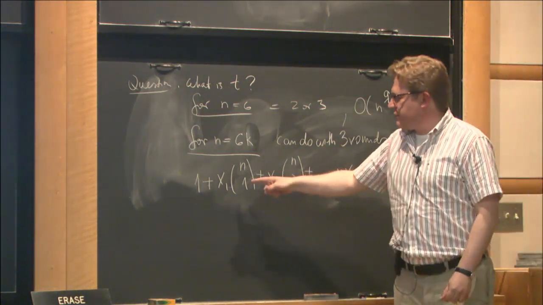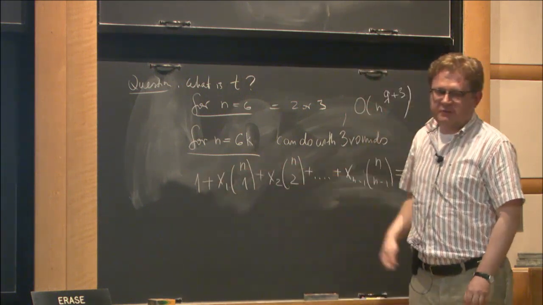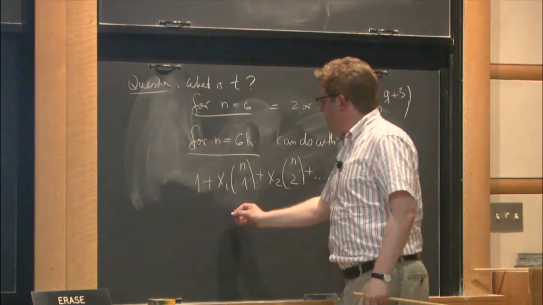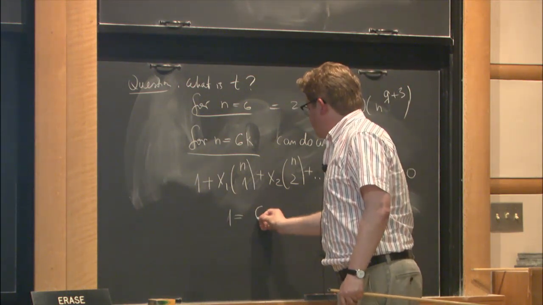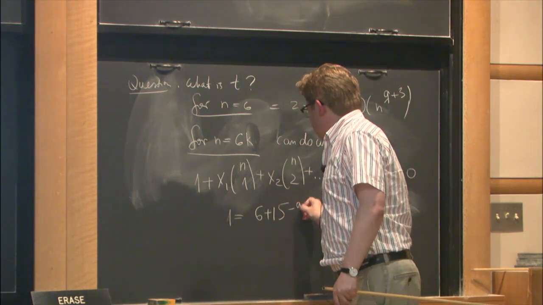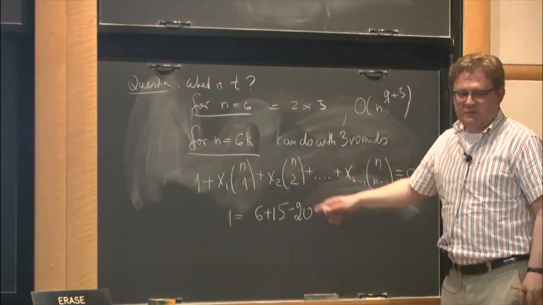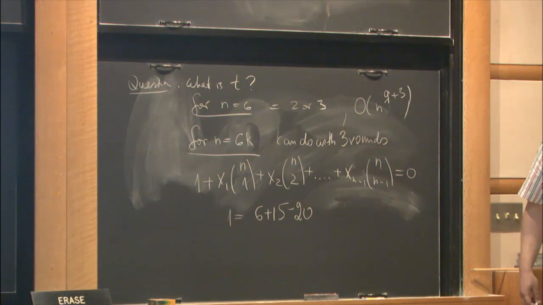You can think about it like this. You express 1 as a linear combination of binomial coefficients of n. For 6 you can do it, because you can write 1 as 6 plus 15 minus 20, which is 6 choose 1, 6 choose 2, and 6 choose 3. Use the greatest common divisor of binomial coefficients, leaving aside 1 at the beginning. I think that the greatest common divisor depends on whether n is a prime power.